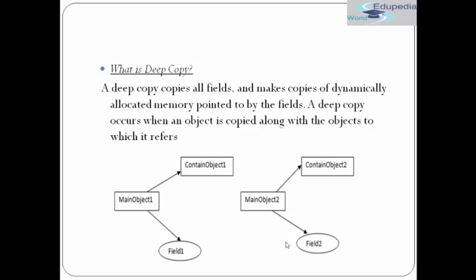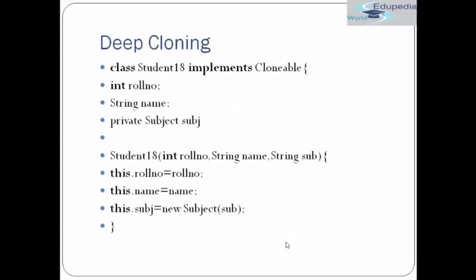So you see field 1 and contain object 1 were the fields or data members of main object 1. Now when it is cloned, main object 2 contains a copy of field 1 in field 2. Okay. Similarly, the contain object is also copied and kept in contain object 2. So in this case, the memory address is not just copied, rather the whole object is copied. The new copy of the whole object is built and assigned to main object 2, which is the clone of main object 1. So this is called deep copy. In deep copy, everything including the object which it refers to gets copied.